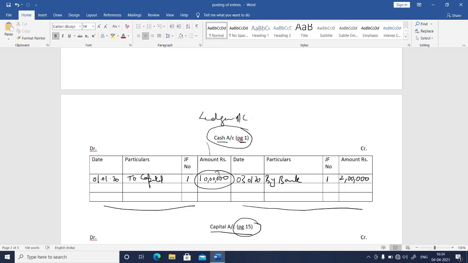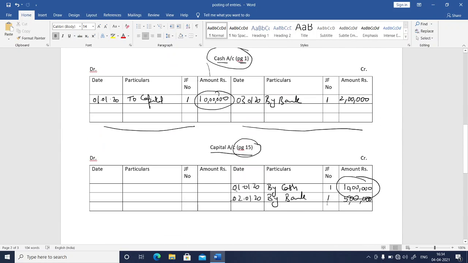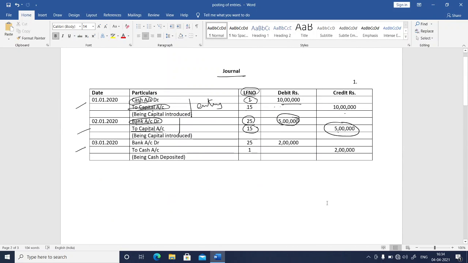So this is how I post journal entries from the journal to the ledger. Cash account is credited with 2 lakh and bank account is debited with 2 lakh. We'll take up some more postings in our future lectures.